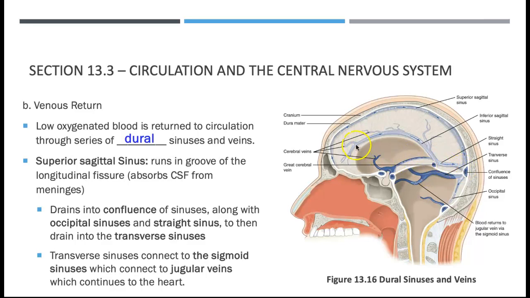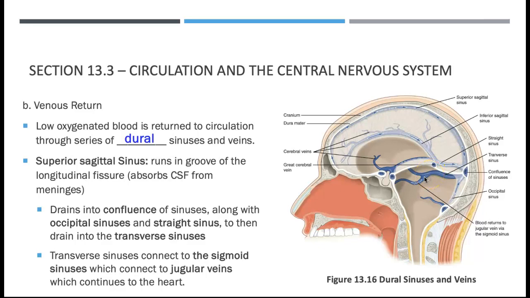If you look over here, this is your inferior sagittal sinus, which drains the blood back into the straight sinus, which then takes it to the confluence. All of this blood is coming to the confluence, and from the confluence, we are now going to move out laterally. So I'm going out to the side over here, and this is now called our transverse sinus.